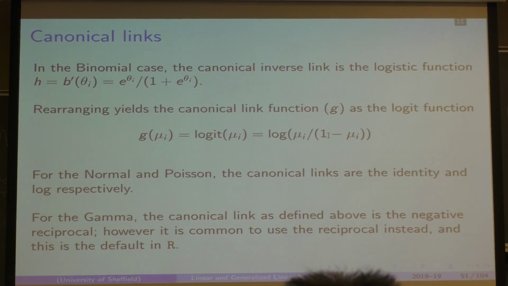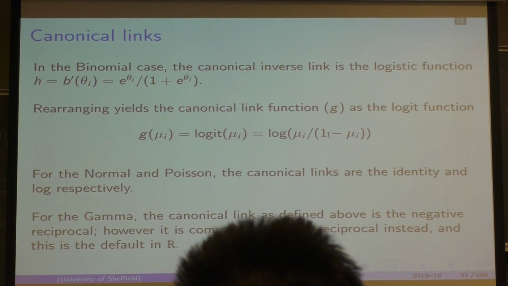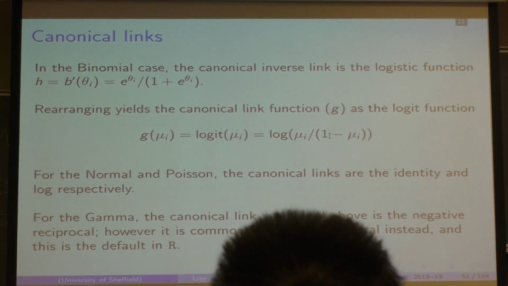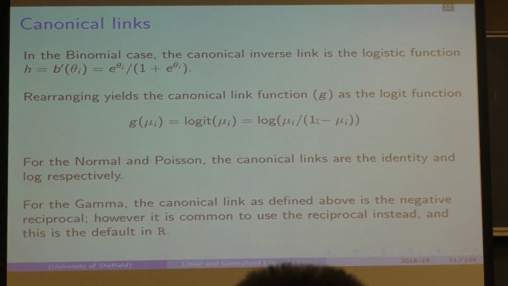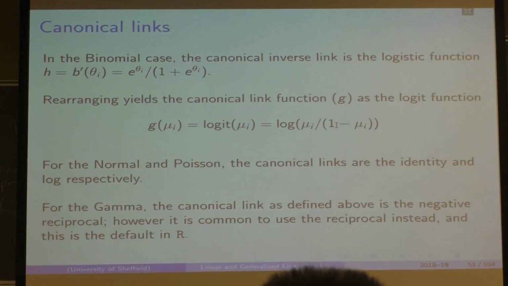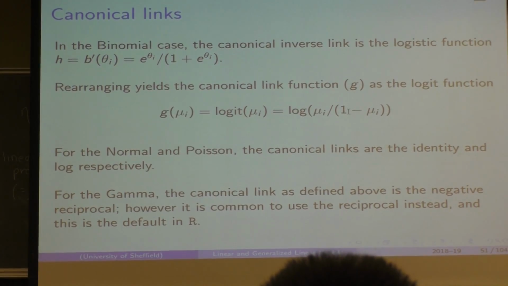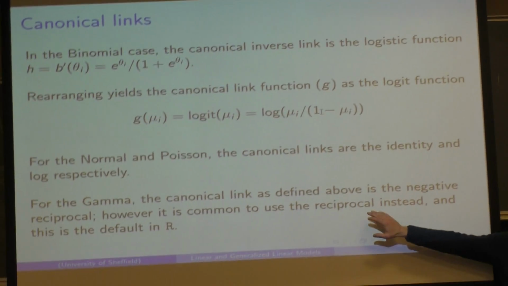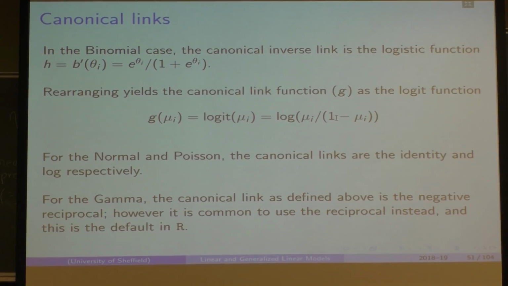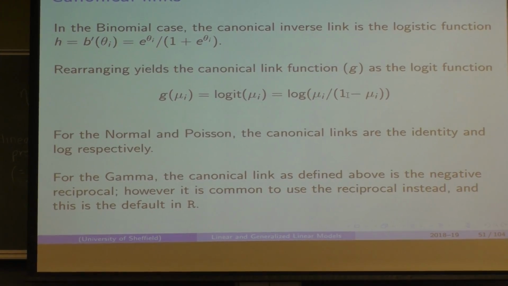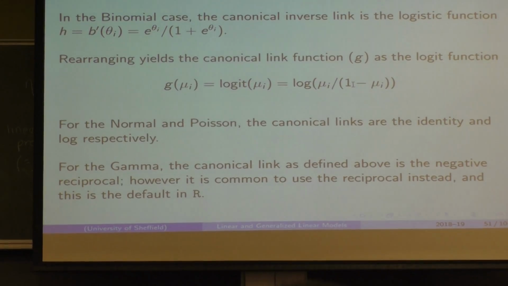The gamma distribution is a little more complicated. If you do the calculations, you'll find that the canonical link for the gamma distribution, as we've defined it, is the negative reciprocal. So that means that g of mu I would be minus 1 over mu I. That might be regarded as a little bit annoying because it gives negative values of the linear predictor rather than positive values. So it's common to do something which is essentially equivalent and to use the reciprocal, 1 over mu I, rather than include the minus sign, and in fact that is the default in R. So the calculation of the canonical links says you get the negative reciprocal, but in fact the default for the gamma is the positive reciprocal.